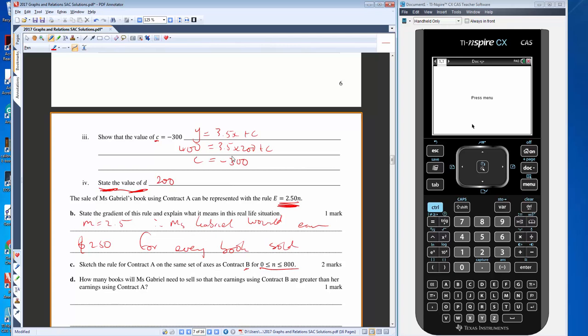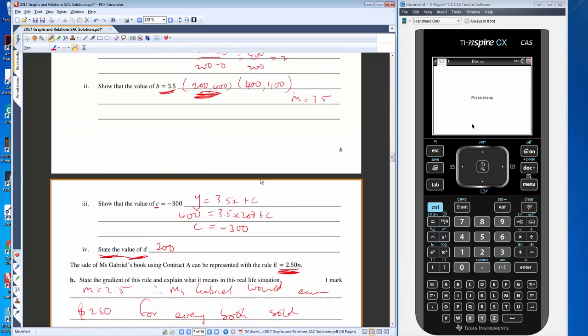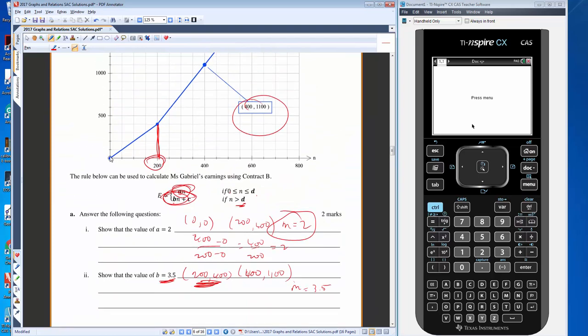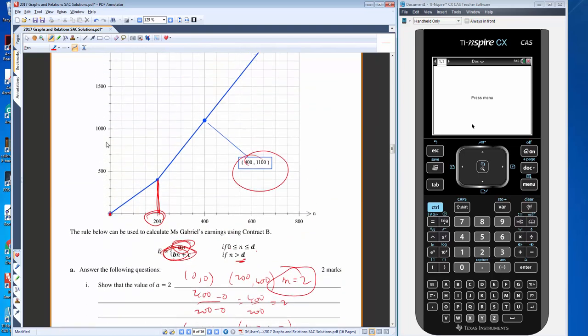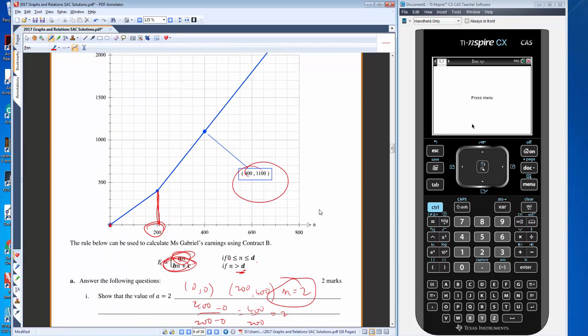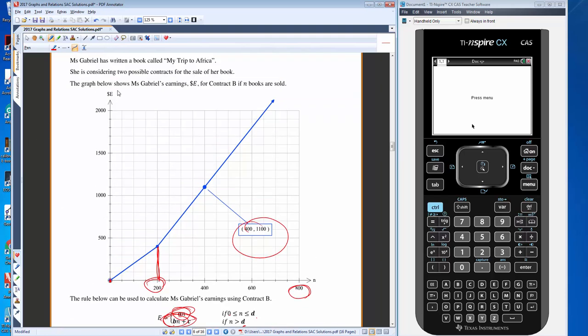Okay, so what we can see here is there's no Y-intercept, or there is one, it's at the origin. And because we're told to sketch it between 0 and 800, we're going to use the endpoints. So we're going to work out what E will be, how much she would earn if she sold 800 books. So let's jump on the calc for the first time in the SAC.